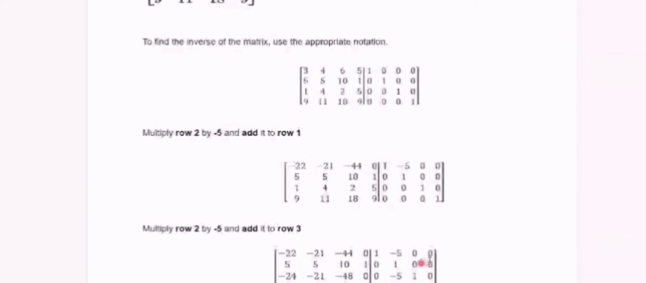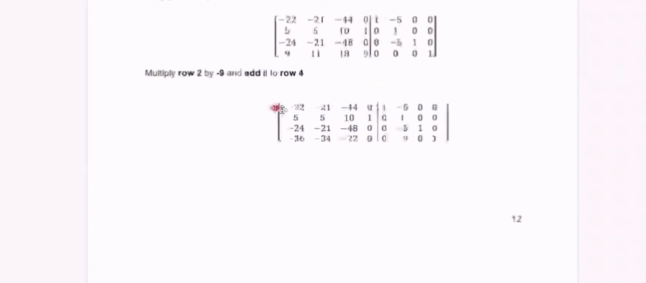Okay, jump to the next steps. I will multiply this row 2 by -5, and I will add it to row 1. This will result in -22, -21, -44, 0, 1, -5, 0, 0. The second step, I will multiply row 2 by -5 and add it to row 3. So I will get negative 24, negative 21, negative 44, 0, 0, negative 5, 1, 0.